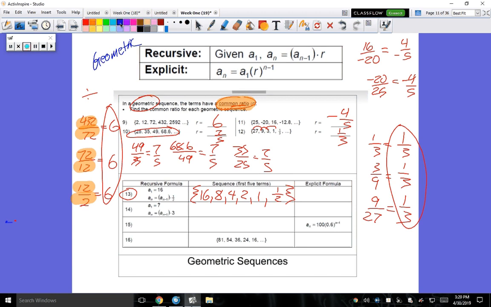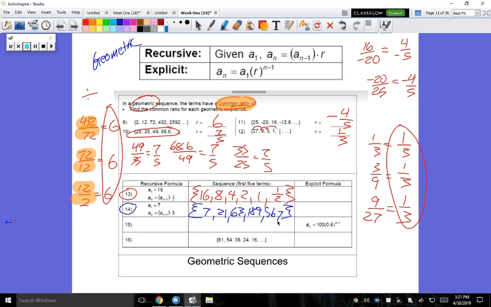Let's do the next one. Let's go with Saeed. Number 14. What are the first 5 terms? Yep. 21. 63. 189. Yep. And 567. Cool. Okay.